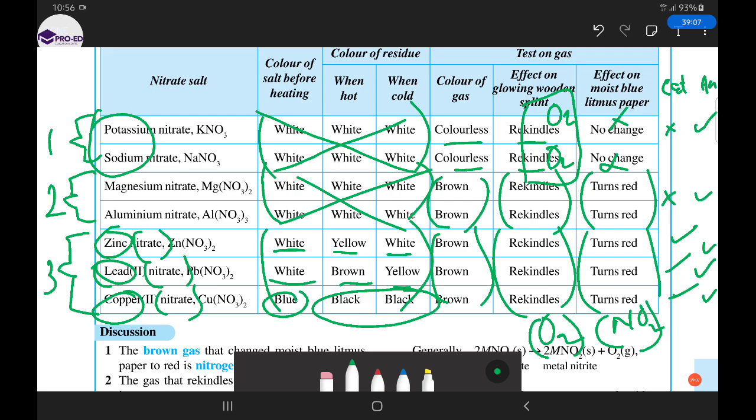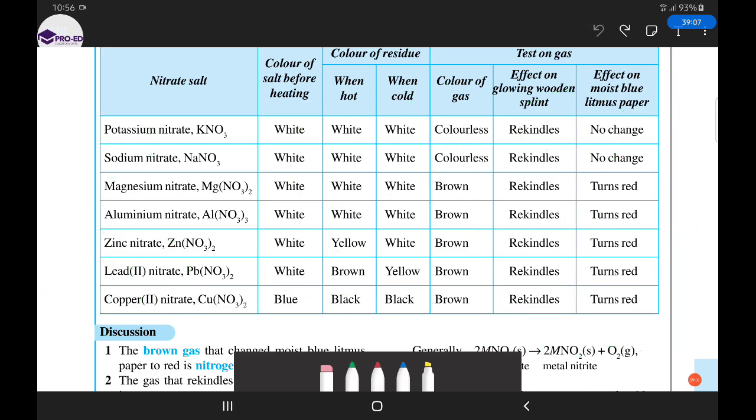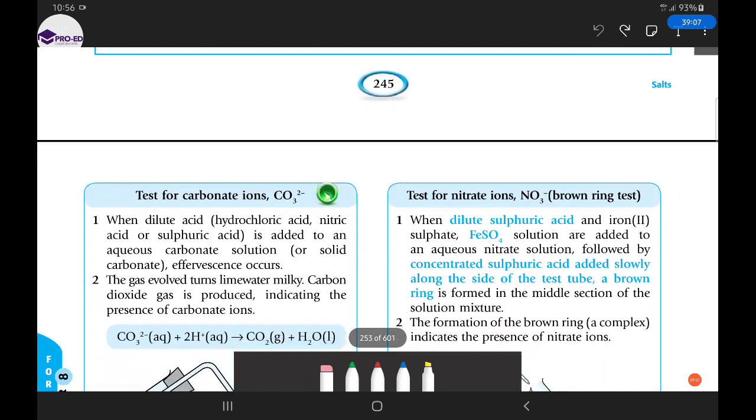Okay, so there we go. So that's how you can come to the deductions for nitrate salts based on this table. All right, and that is that experiment.